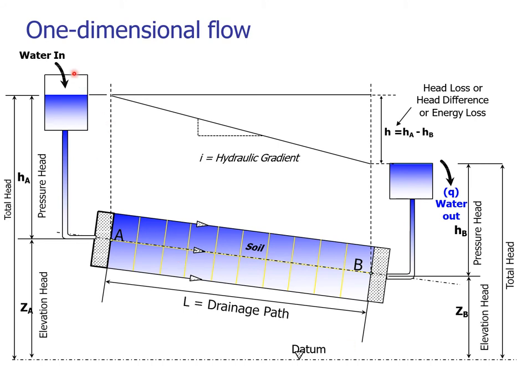Moreover, you can see the one-dimensional flow through this model. So basically, the head loss or the head difference or the energy loss is equal to HA minus HB in this case.